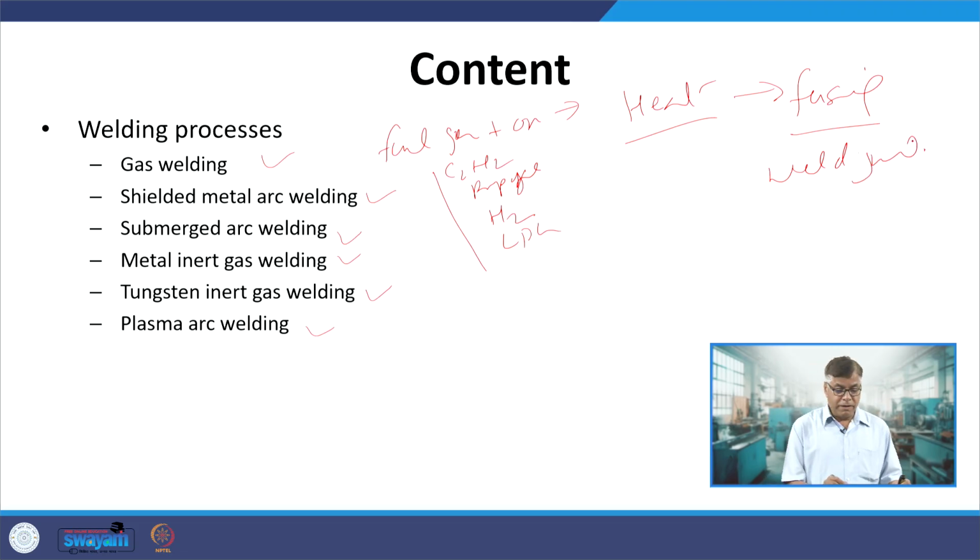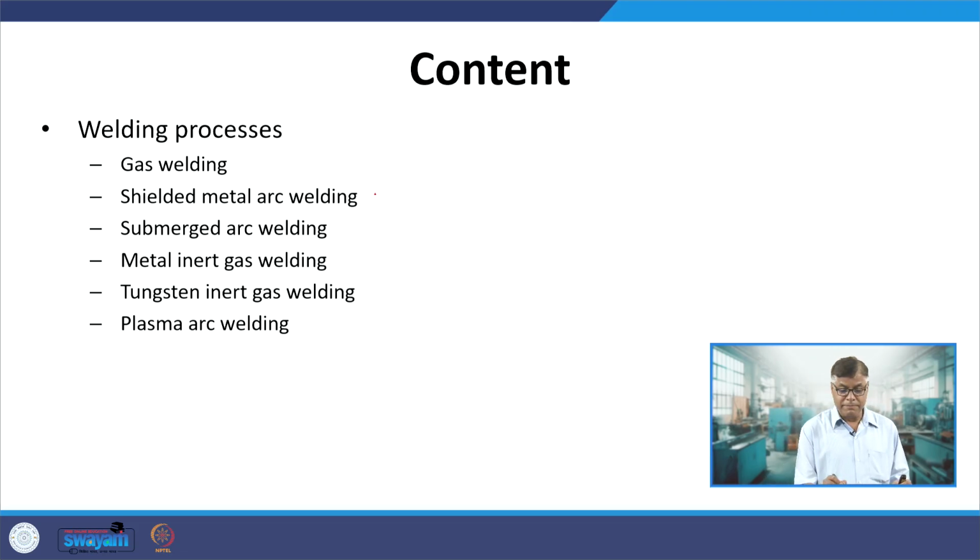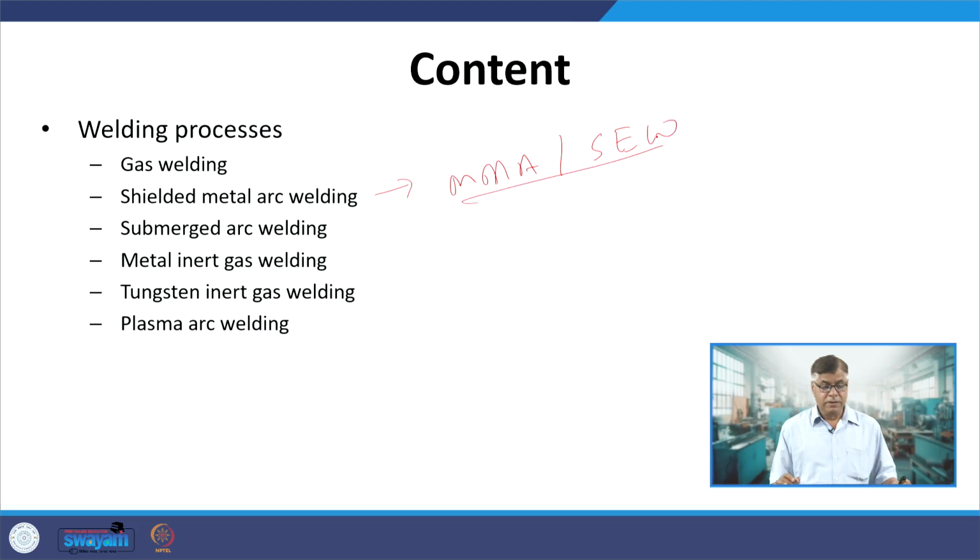But if we talk of shielded metal arc welding, this is also known as manual metal arc welding or stick electrode welding process. This is one of the most commonly used arc welding processes, and 70 to 80% of the weld metal is deposited by this process, but it is primarily used for general purpose applications, which are non-critical.